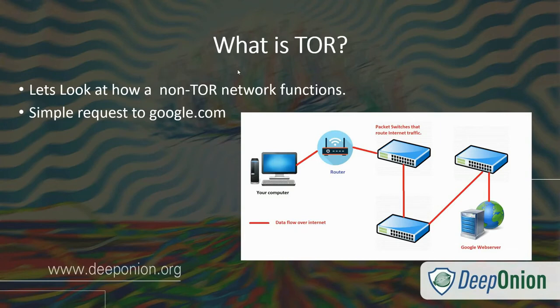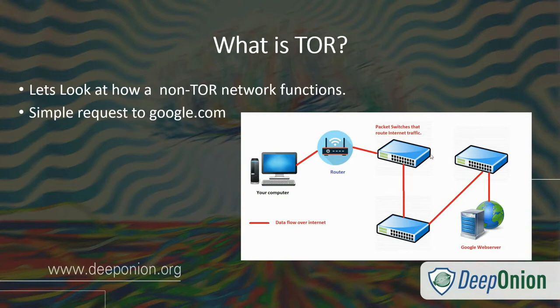So let's talk about what is Tor. Let's look at how a non-Tor network functions to truly understand. In this example, we'll make a simple request to google.com, and your data goes through the router, through internet switches, finally to the Google web server, and the request is sent and the data sent back.